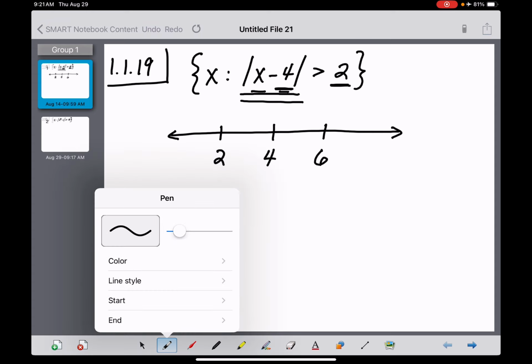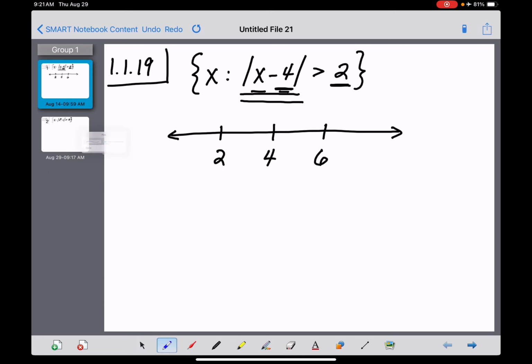Now I'm going to switch my pen over to blue. We are dealing with open dots because our inequality symbol is just greater than, not greater than or equal to. So we're going to do an open dot here at 2 and an open dot here at 6. And what we want now is to shade all of the points whose distance from 4 is greater than 2. So my hunch is that I'm shading way out here to the left of 2 and way out here to the right of 6.